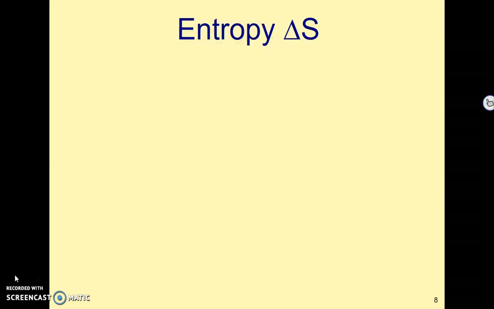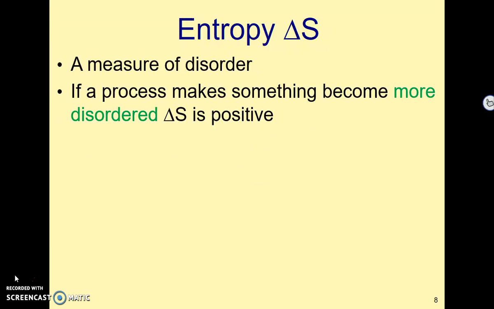Now, we have a word for this disorder, and that is called entropy, and is given the sign delta S. And delta S is a measure of disorder, and you're not going to like this: if a process makes something become more disordered, delta S is positive.